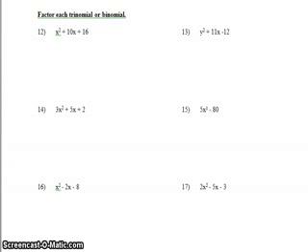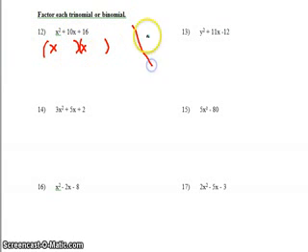Number 12. Factor each trinomial or binomial. Okay, to factor this, if we have a simple x here with no coefficient, we can just draw parentheses. We'll start with an x here, an x here. Now, to find the numbers that go into these other two places, let's go ahead and use our X box, for those of you who like to use that.